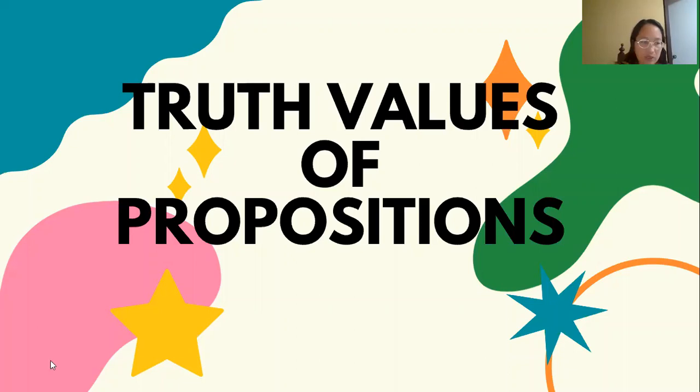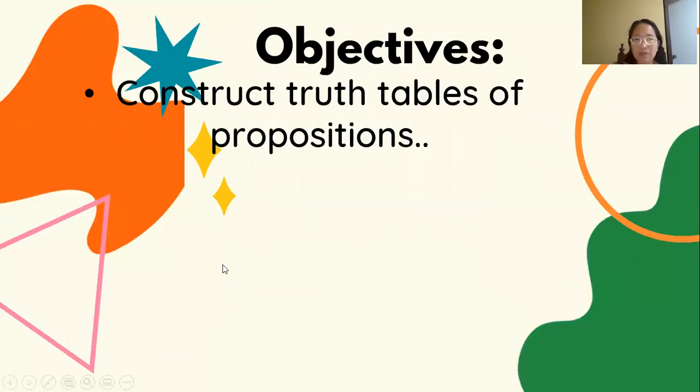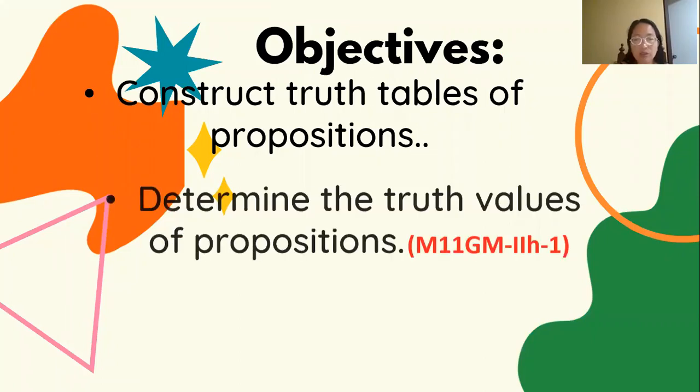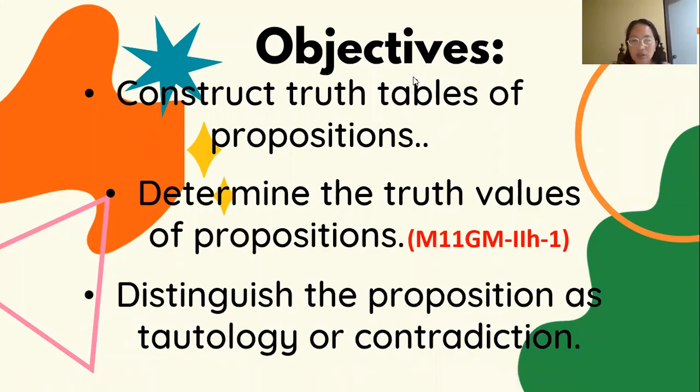Okay? So with the first module, you are expected to construct truth tables of propositions. So yan ang sinasabi ko, that if you're not familiar with the different logical operators, then you cannot construct the truth tables. And then you need to determine the truth values of the propositions. And lastly, you need to distinguish the proposition, whether it is tautology or contradiction. So another term for contradiction is fallacy.